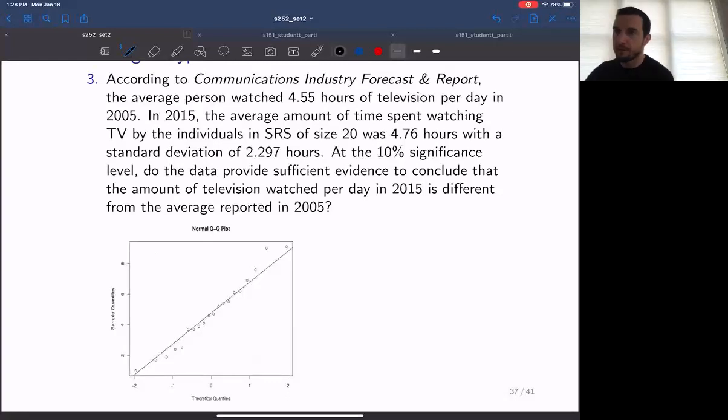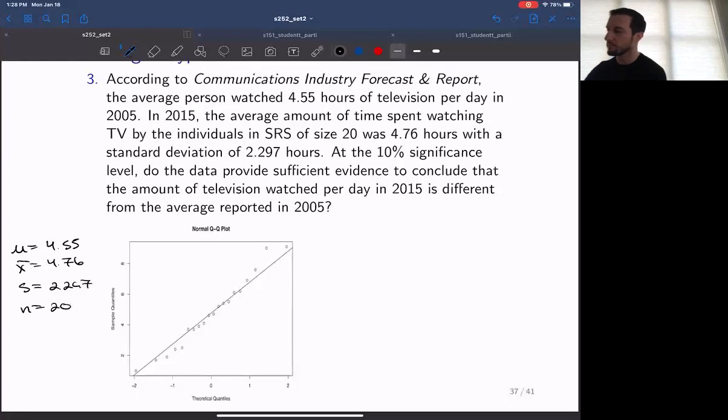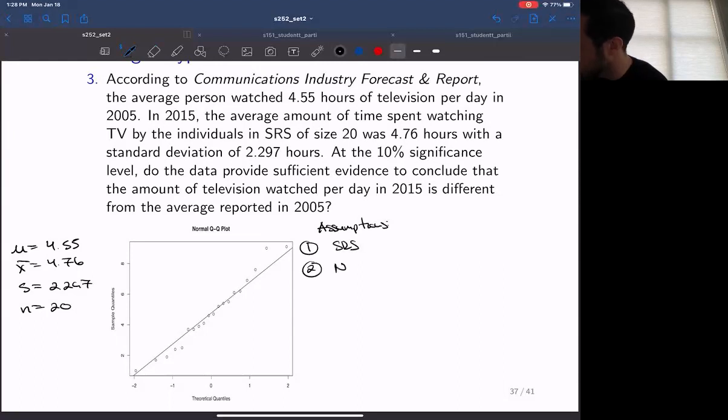Okay, so let's start off as we usually do. Let's just make some notes here. We have mu is 4.55. We have X bar is 4.76. We have little s is 2.297, and we have a sample size of 20. First off, our simple random sample assumption, based off the problem description, is fine because we have written that it was an SRS.